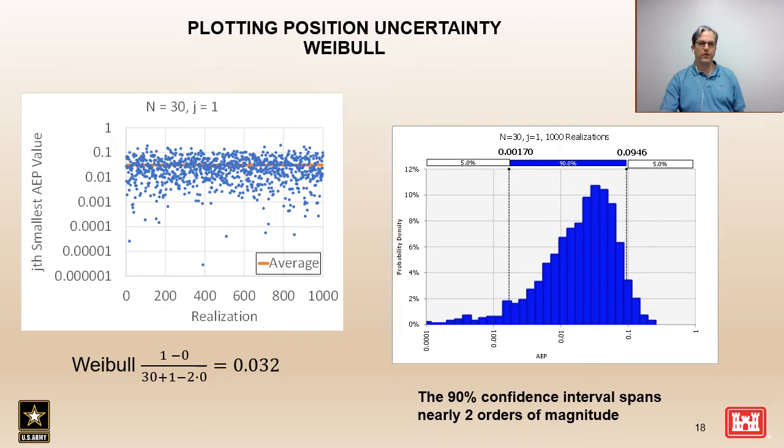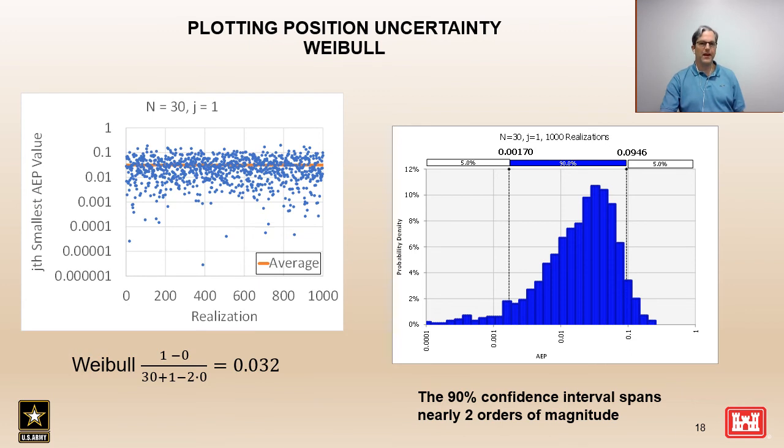Now let's transition to look at plotting position uncertainty. We can use our Weibull Monte Carlo experiment to explore the uncertainty in the AEP value for the largest flood event. So the figure on the left is the same results from our Weibull Monte Carlo experiment where we had a sample size of 30. We extracted the smallest AEP value, which represents the largest flood event, over 1,000 realizations.